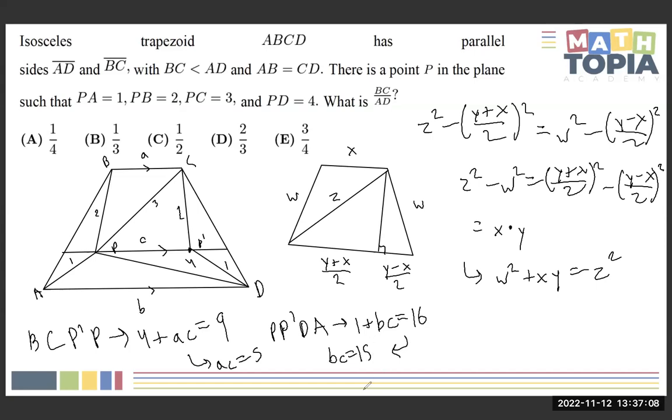And now what is the question asking for? It's asking for BC over AD, A divided by B. But we have AC and we have BC. So A over B is just AC over BC, which is just equal to 1/3.